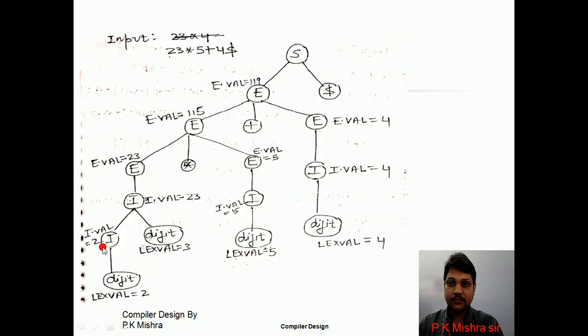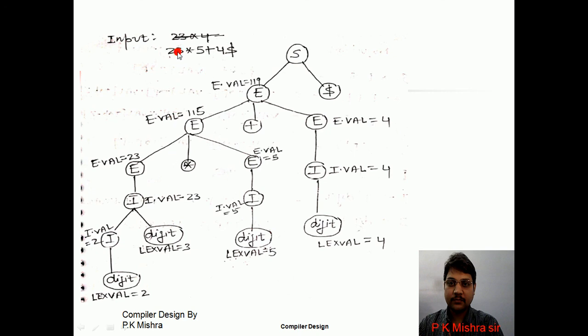So what is I dot value? I dot value equal to 2. What is the lex value of this digit? 3. And in 23, 2 means the 10's place: 2 into 10 is 20, plus 3 is 23. So what is the I dot value? It is 23. So what is the E dot value? 23.